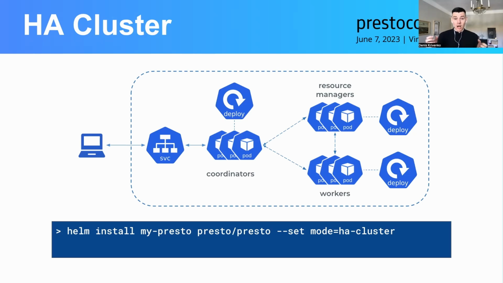Let's try it out. I'll install Presto in highly available cluster mode with two coordinators. Yeah, just to demo how it works. By default, there is only one coordinator replica.